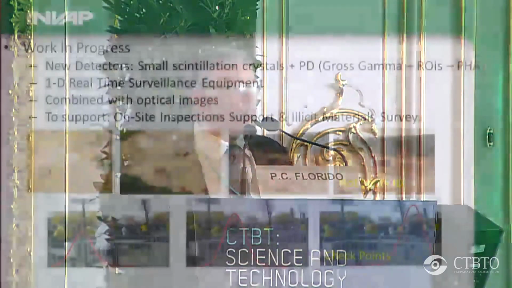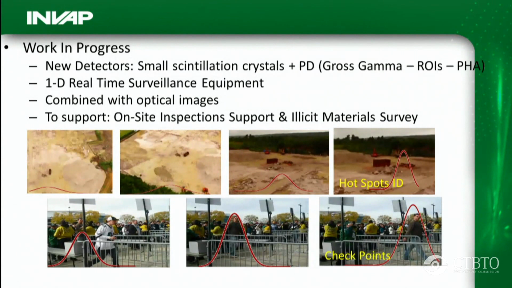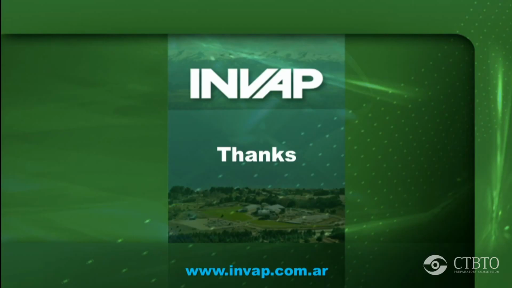Also, you could use the tangerine slice detector in order to, in real time, put in a checkpoint and look, for example, for orphan sources or illicit traffic of radioactive material.